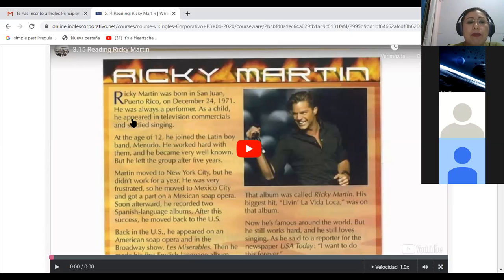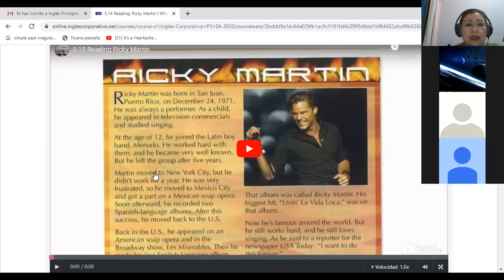Okay, he was always a performer. As a child, he appeared, pronunciación de pasado en los verbos, in television commercials and studied singing. At the age of 12, he joined, vea, pasado, the Latin boy band, Menudo. He worked, pasado, ¿verdad? He worked hard with them and he became, pasado de verbo irregular, very well known. Participio, muy bien conocido. Este es el participio del verbo know, knew, known. But he left the group after 5 years. Left, pasado de un verbo irregular.